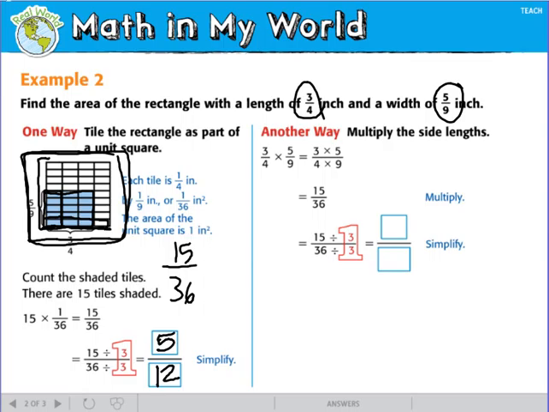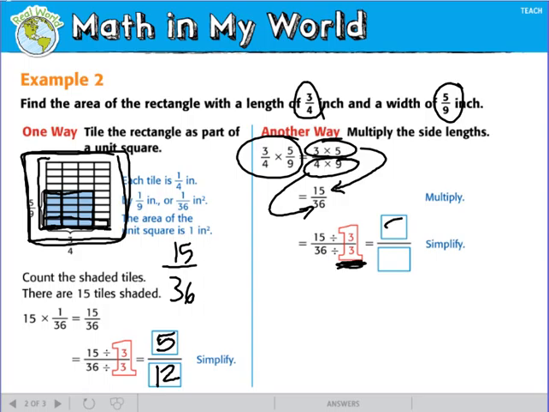Okay? Today, we're going to multiply it. So we set up our multiplication problem as so. Then we put our numerators together and our denominators together so we can multiply them. 3 times 5 is 15. 4 times 9 is 36. Okay? Then we simplify. They already told us we're going to simplify it by dividing by 3. So 15 divided by 3 is 5. 36 divided by 3 is 12.